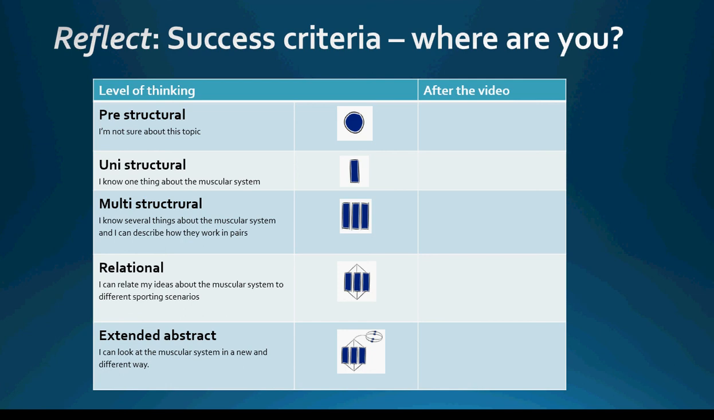multistructural? You know several things about the muscular system and you can describe how they work in pairs. Are you relational, so you can relate your ideas about the muscular system to different sporting scenarios? Or are you extended abstract? Can you look at the muscular system in a new and different way? What questions do you have about the muscular system still? Make a note of them now.